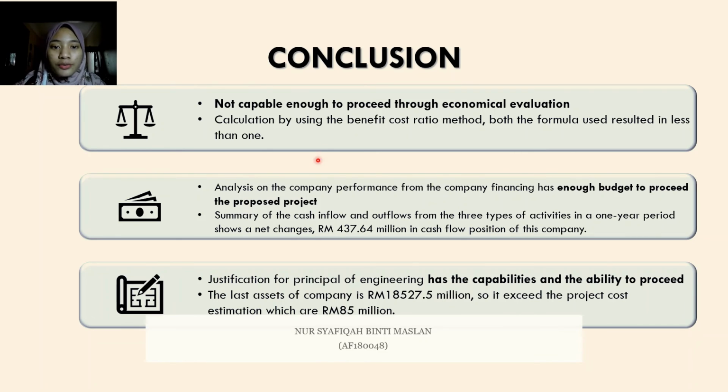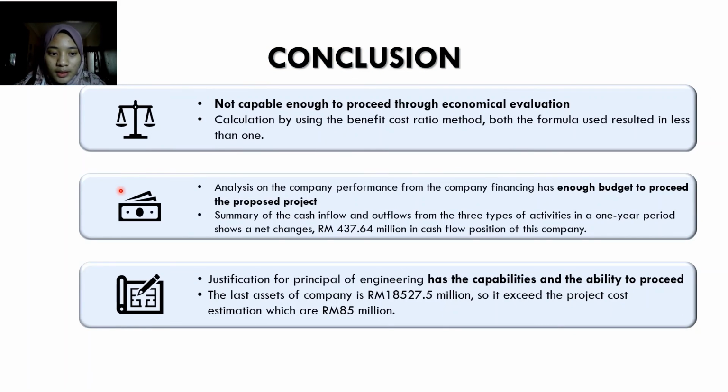So basically, I'm going to conclude about this project. A company called Shell Sdn Bhd is going to handle this highway project of 500 km from Johor Bahru to Kelantan. Through the economic evaluations, it is stated that it is not capable enough to proceed. Why? Because from the calculation using the benefit cost ratio method, both formulas used to calculate resulted in less than 1. So it means that through economic evaluation, it will more probably fail if we proceed with this project.